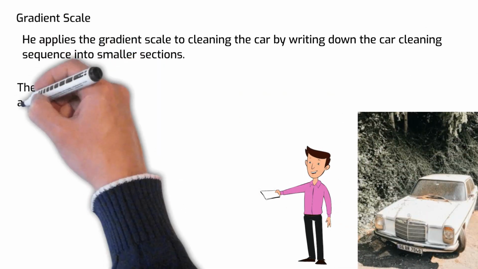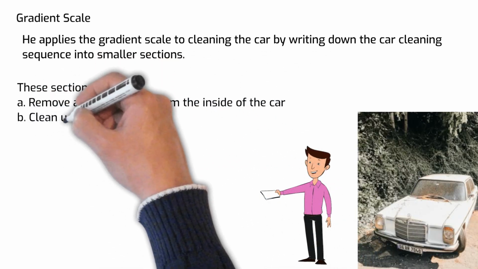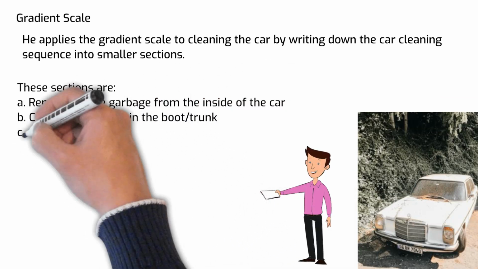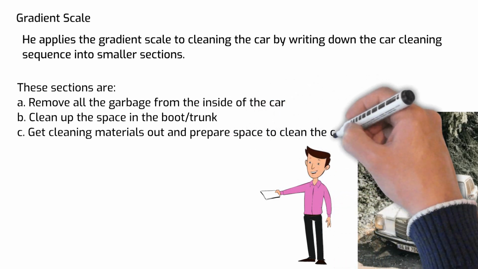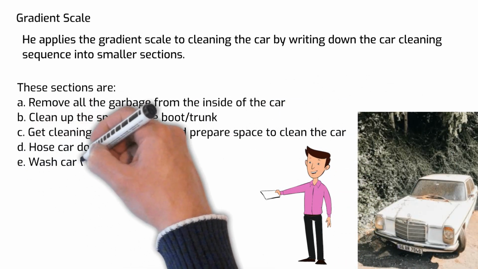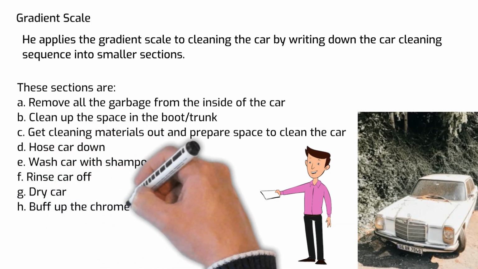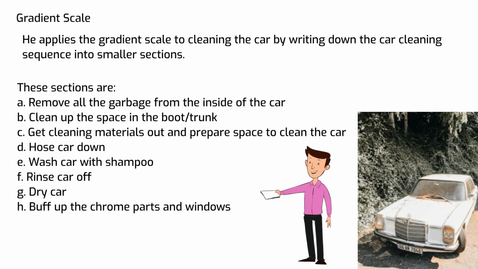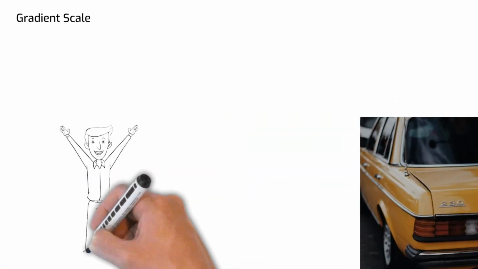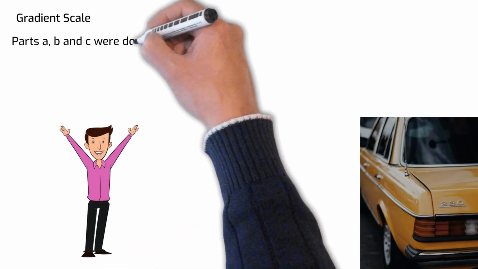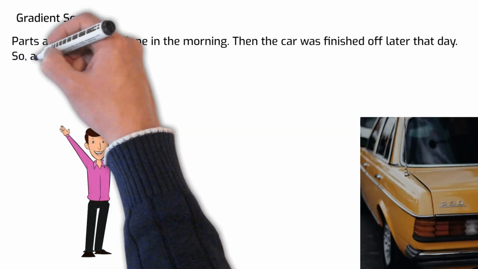These sections are: remove all the garbage from the inside of the car, clean up the space in the boot or the trunk, get cleaning materials out and prepare space to clean the car, hose car down, wash car with shampoo, rinse car off, dry car, buff up the chrome parts and windows. Parts A, B, and C were done in the morning. Then the car was finished off later that day.